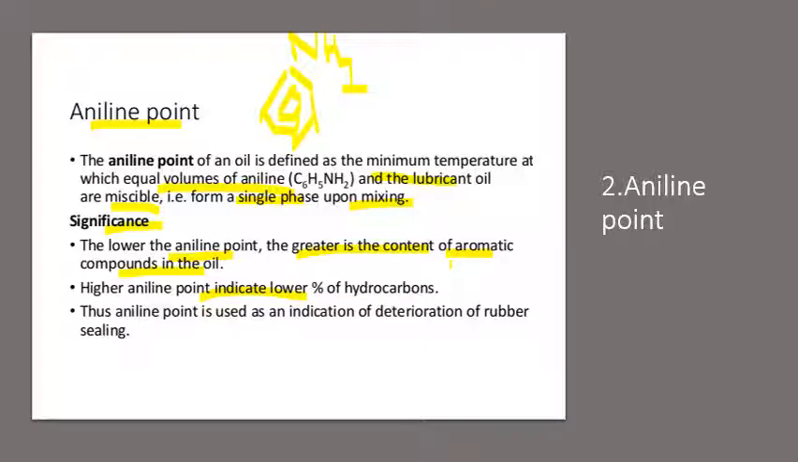Thus, aniline point is used as an indication of the deterioration of the rubber sealing. So this is the important significance of the determination of the aniline point. Always, aniline point indicates the aromatic content or aromatic hydrocarbons present in the oil sample, and aromatic content should be low, otherwise it deteriorates the property of the lubricant, and for this a higher aniline point lubricant is desirable.